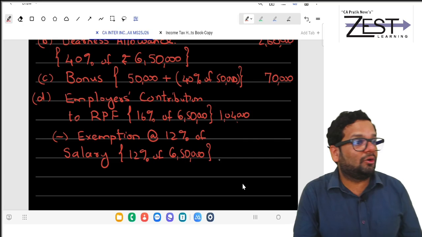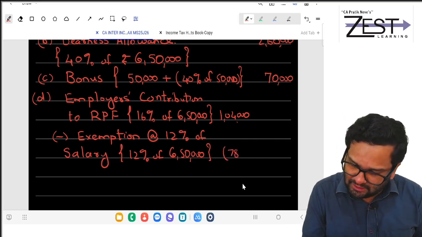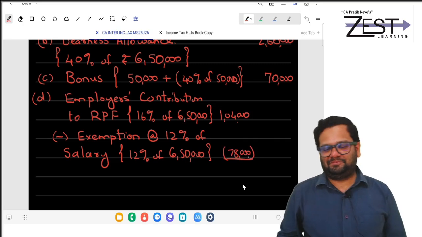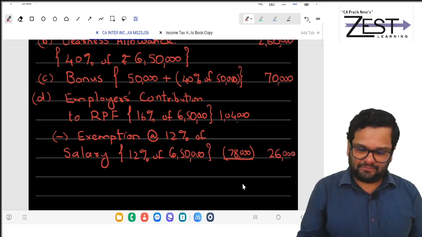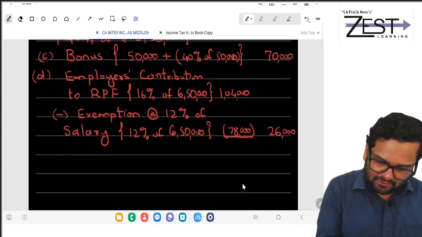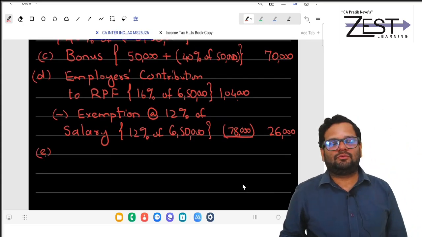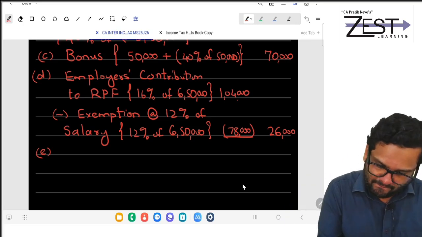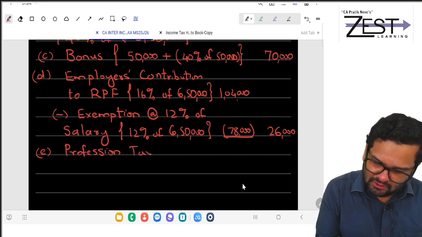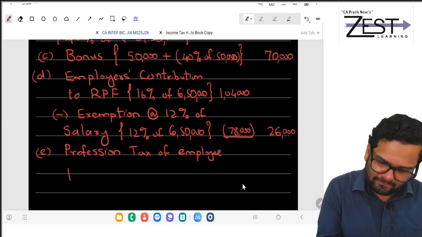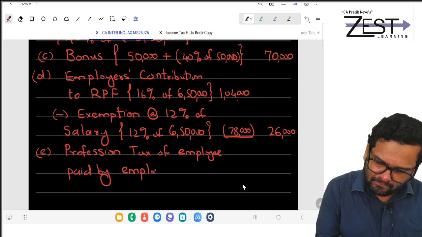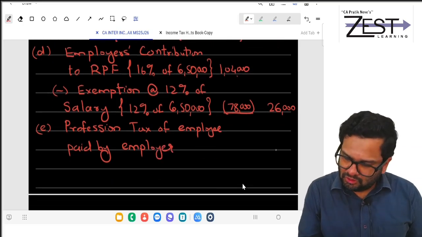Remind me to give you note. How much? 78,000. So what is taxable? 26,000. E point. Next, what is next? Profession tax of employee paid by employer. I think it is 2,000.